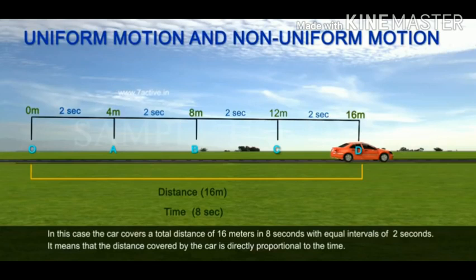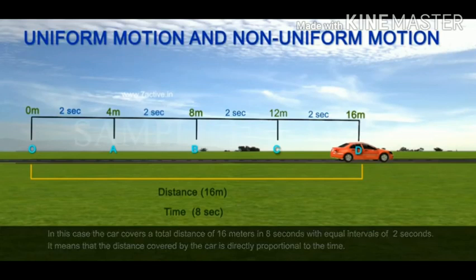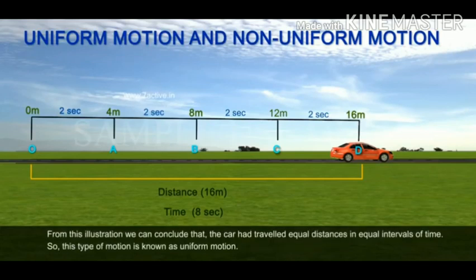The car has covered equal distance in equal intervals of time. Here the time interval is 2 seconds, and the distance traveled in that time interval is 4 meters. So the car is covering the equal distance in equal intervals of time. That's why it is called uniform motion.